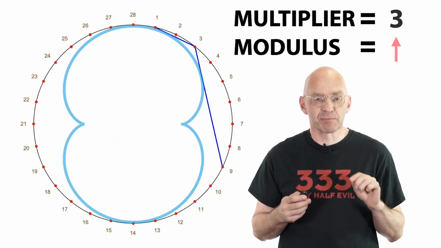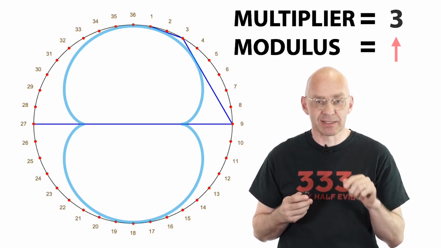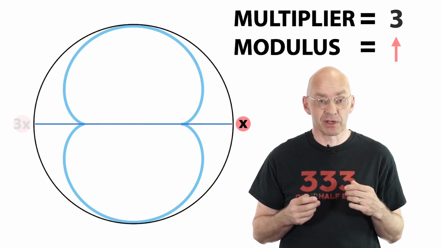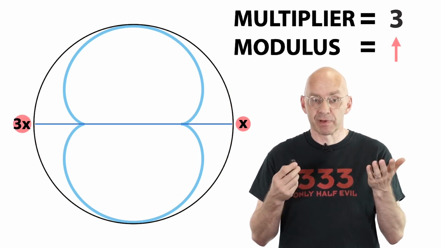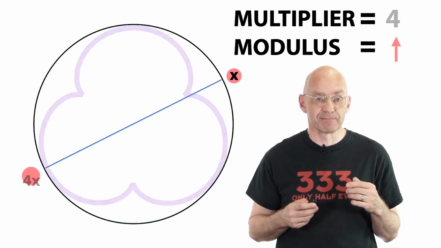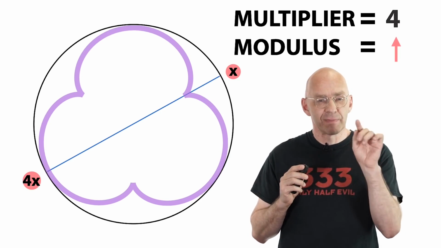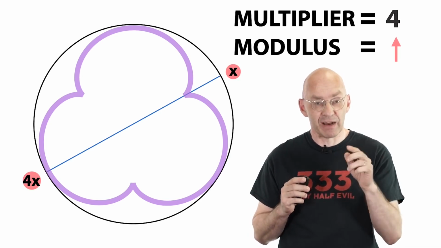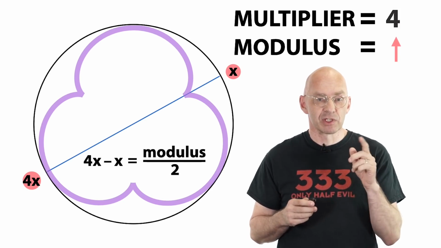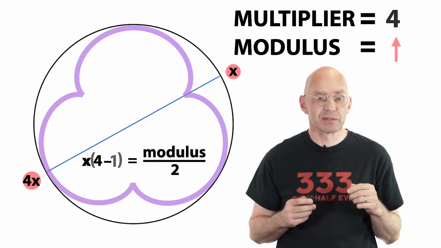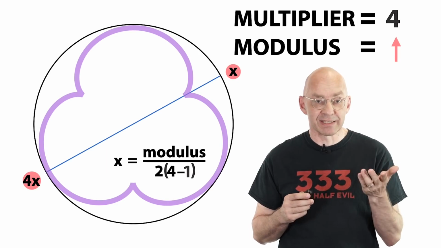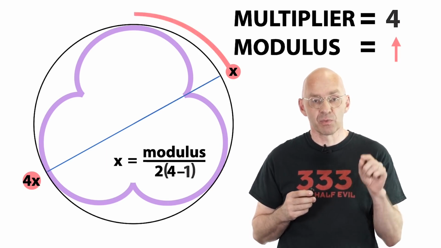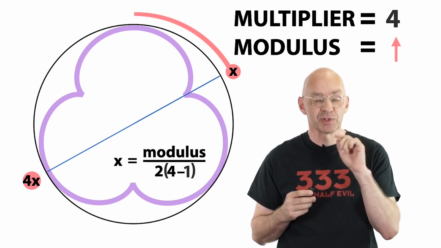So the first cusp occurs at the point x, such that 3 times x is ideally on the opposite side of the circle. For the next multiplier 4, this picture would look like this. Now, 4x minus x, that's the distance between the 2 points, is half the circle, so half the modulus. Now we just follow our nose and solve for x. There we go. Of course, x is really just the distance from the top around the circle, and so the width of a flower petal is 2 times x.